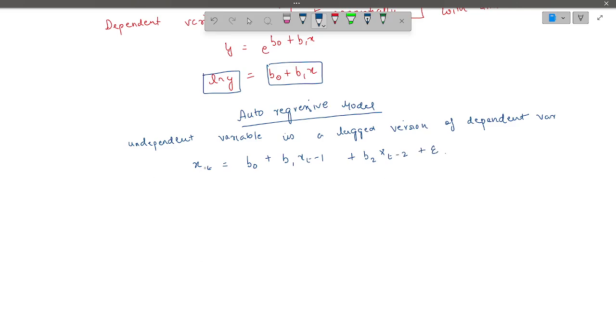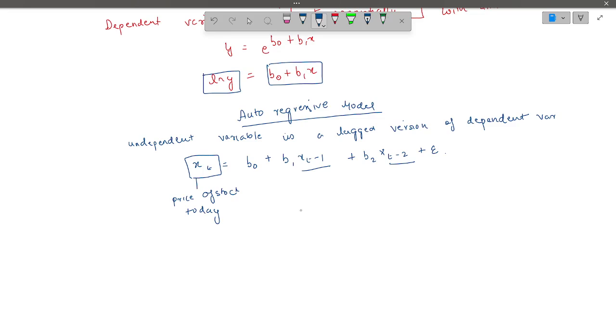Say this x is a time series of stock prices. So what we are trying to do is predict the price of the stock today using the price of the stock yesterday and the day before yesterday, right? So this is known as an AR model. The independent variable is a lagged version of the dependent variable.